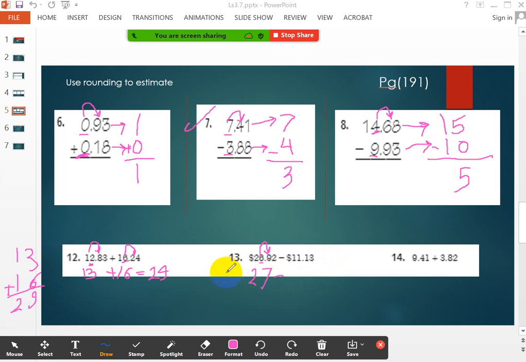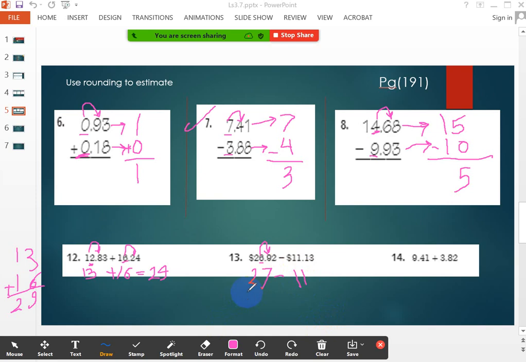Now round 11.13 hundredths to the nearest whole. So it will be what? I want to round it to the nearest whole. It will be 11. Yes, very good. Right, 1. That means the number becomes 11, right?